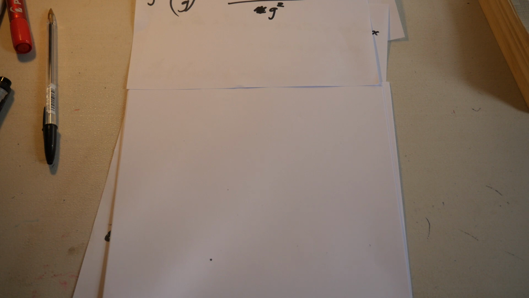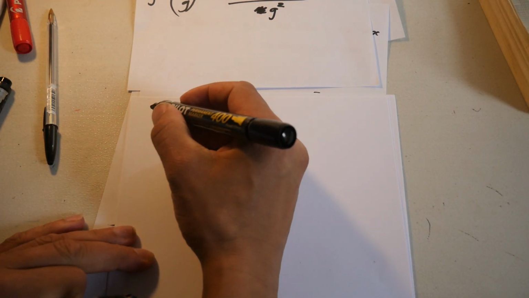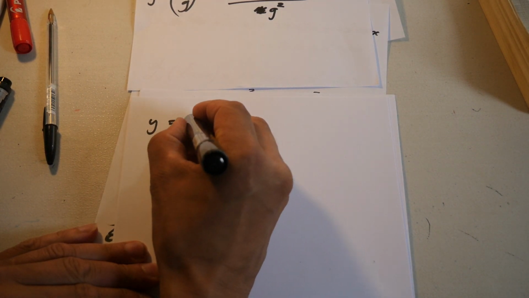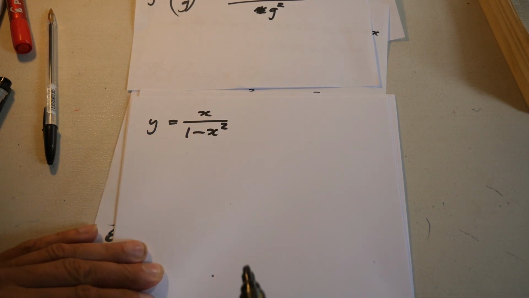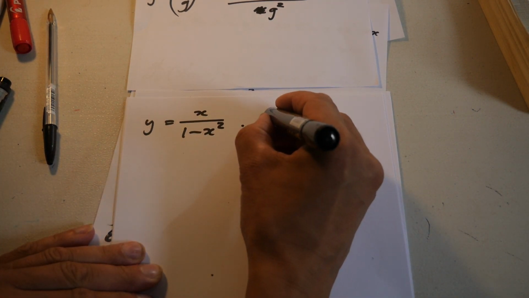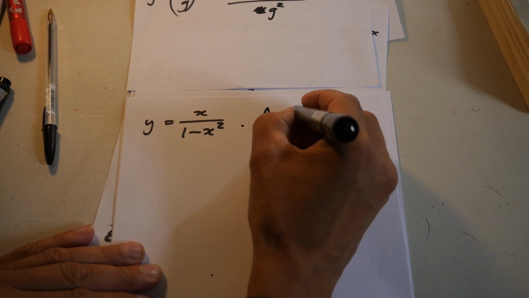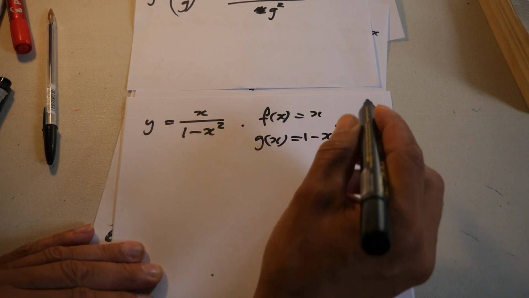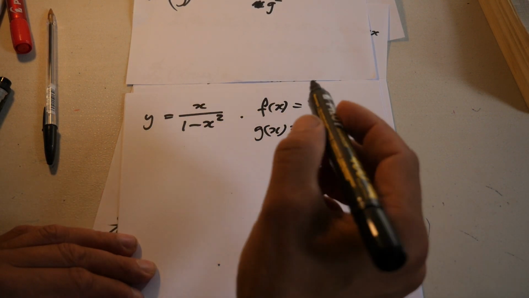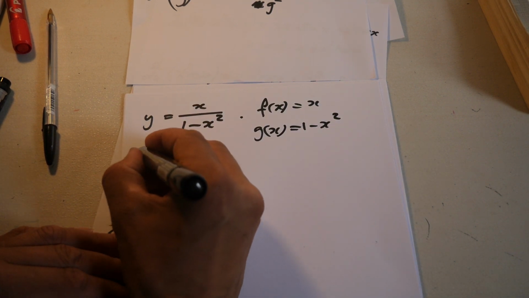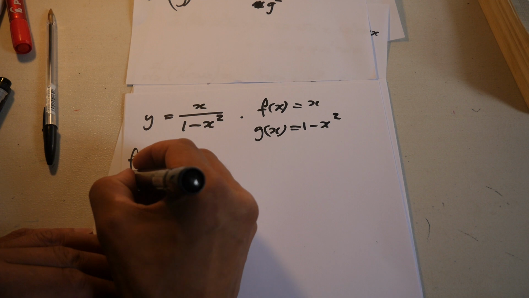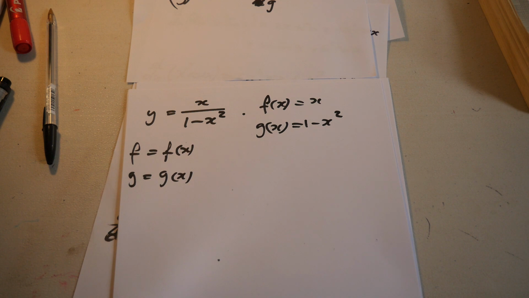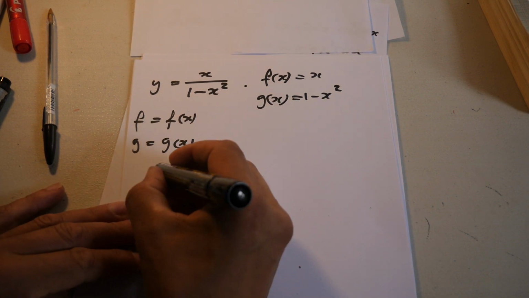So how do you use this? If you have y equals x over 1 minus x squared, okay? So f of x equals x, g of x equals 1 minus x squared. I've called them f and g before, I mean f of x, I'll clarify that. So f equals f of x, g equals g of x, okay? It's the same thing. It's just an abbreviation.